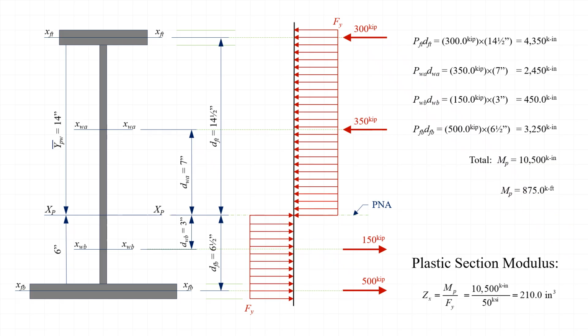Note that it only makes sense to calculate a plastic section modulus for a homogeneous section where the yield stress is constant throughout the cross-section. It doesn't make much sense to calculate a plastic section modulus for a hybrid section since there are at least 2 different values of f sub y in the section, and it isn't obvious which of those values of f sub y should be used in the calculation.